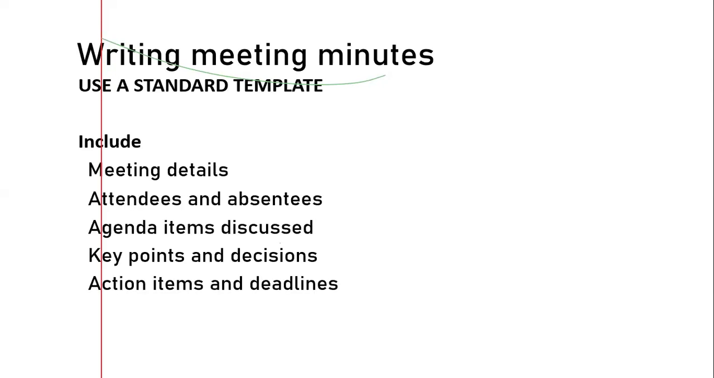So when you are writing a meeting minute, you have to use a standard template. There are standard templates, including meeting details. First, students, you have to take this one, right? Because we are going to do a minutes writing in the next class, in the assessment. Meeting details, attendees and absentees, agenda items discussed, key points and decisions, action items and deadlines. This is a normal standard template of meeting minute.